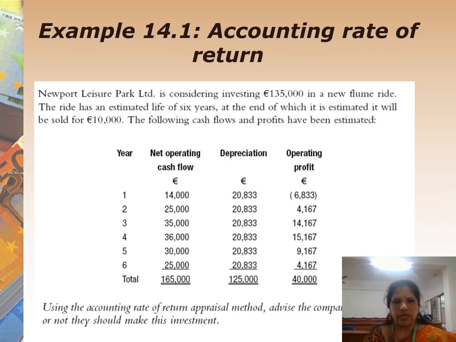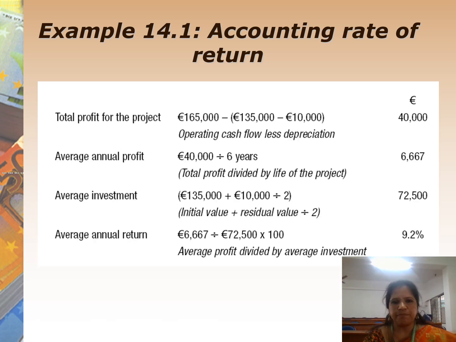For example, Newport Leisure Park Limited is considering investing 1,35,000 in a new film ride. The ride has an estimated life of 6 years. At the end, it is estimated it will be sold for rupees 10,000. The following cash flow and profit have been estimated. So they are given year by year, and the profit calculation, average annual profit, average investment, and average annual return.